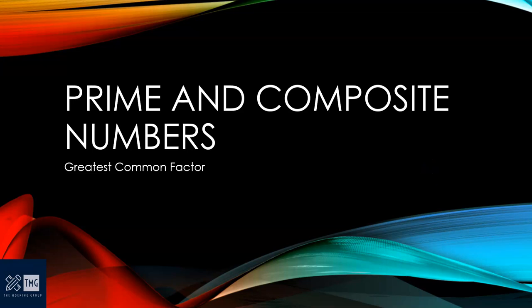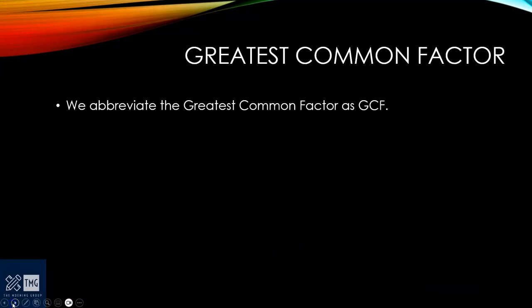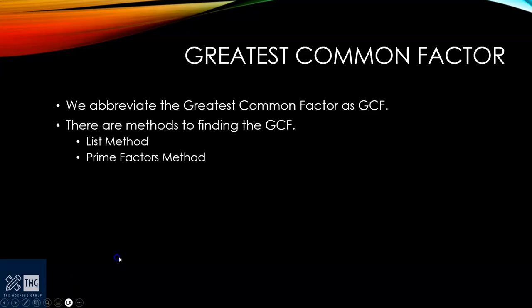Playing with prime and composite numbers, let's play more specifically with the greatest common factor. Now, the greatest common factor is abbreviated GCF, and there are two ways to do this. We can find it with the list method or the prime factors method.